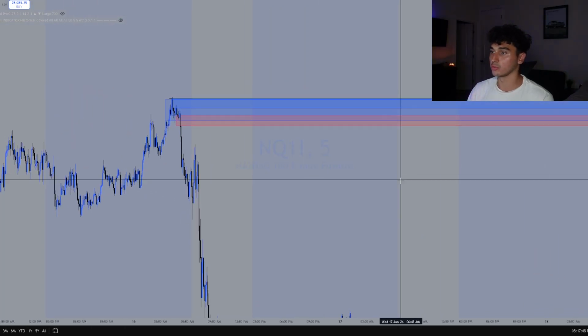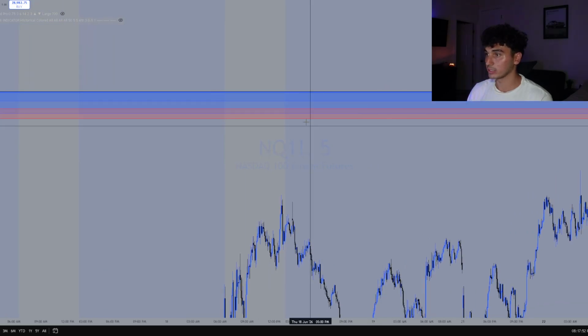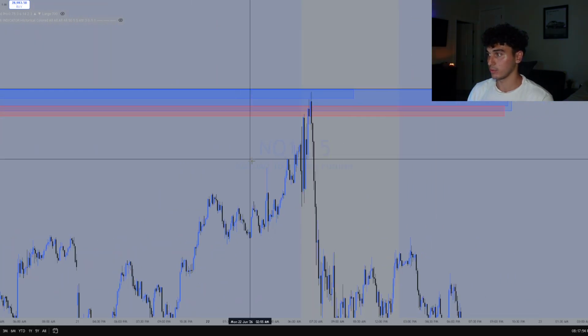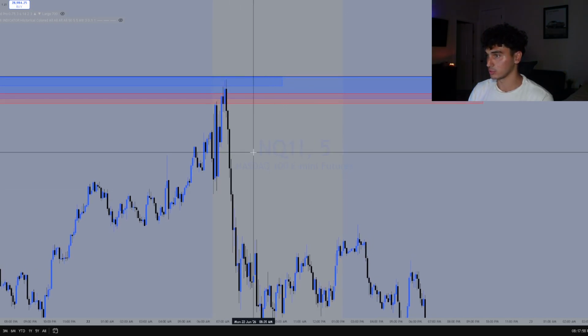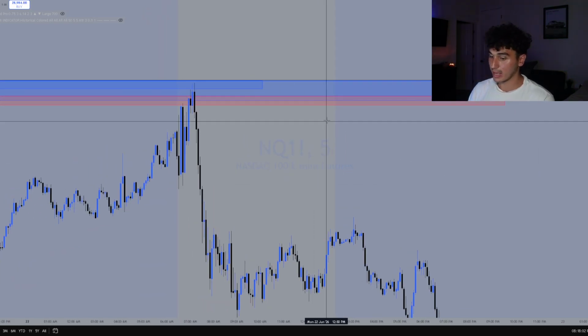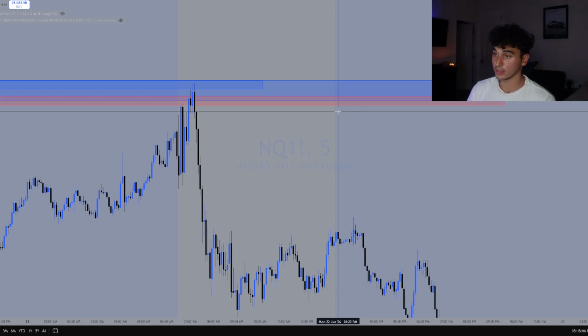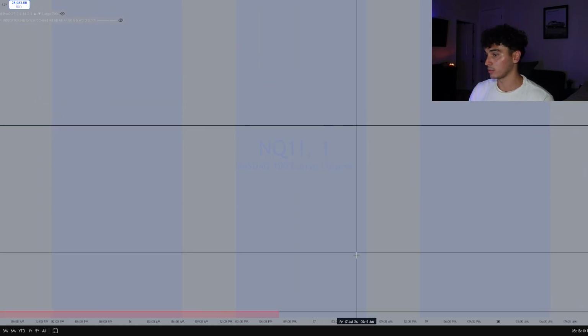So now that we're on the 5-minute, we now want to wait for a retracement back into this zone. We have our confluences stacked on top of each other. We have our key level inside of our supply zone. We now want to wait for a retracement back into this zone. Now, as you can see here, at this point, we can then start to narrow it down to the 1 minute, or we can stay on the 5-minute. But let's say, for example, we are on the 1 minute.